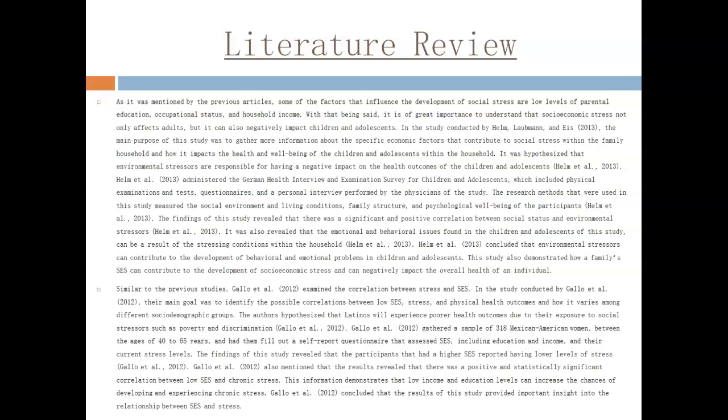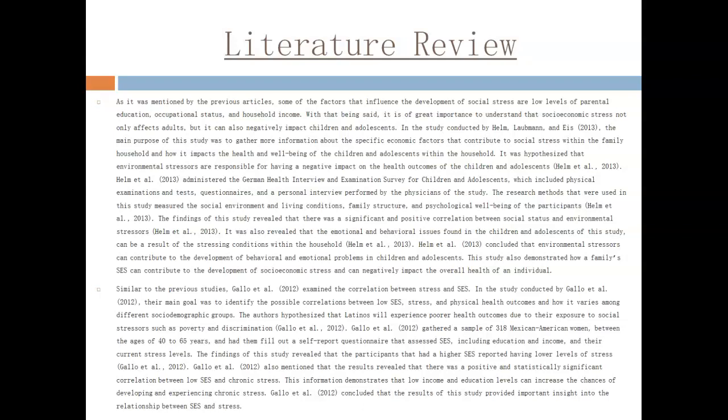Helm et al. concluded that environmental stressors can contribute to the development of behavioral and emotional problems in children and adolescents. This study also demonstrated how a family's SES can contribute to the development of socioeconomic stress and can negatively impact the overall health of an individual. Similar to the previous studies, Gallo et al. examined the correlation between stress and SES.